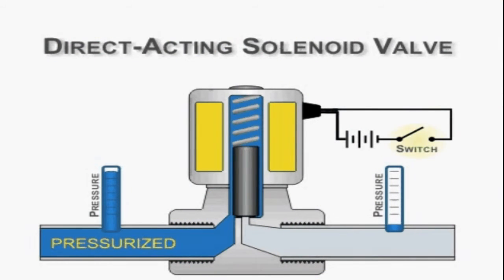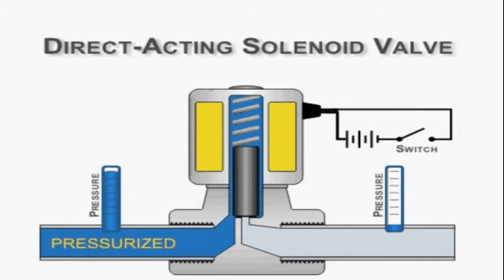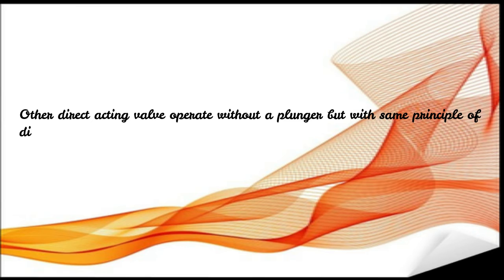Direct acting means that the valve uses a power supply to open and close. The power is transformed into a magnetic force. In a plunger type valve, the force makes a plunger move and open or close the seat. The other direct acting valves operate without a plunger but with the same principle of direct power application to move.